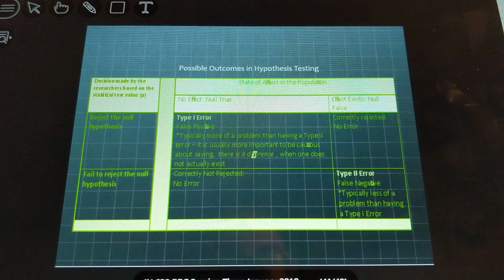Okay, this one right here, all right, fail to reject the null hypothesis. And if it's correctly not rejected, then there's no error. All right, so if the null is true, there's no error. If there's a false negative, typically less of a problem than a type 1 error, the false negative would be considered a type 2 error where the effect actually exists. Okay? Any questions?